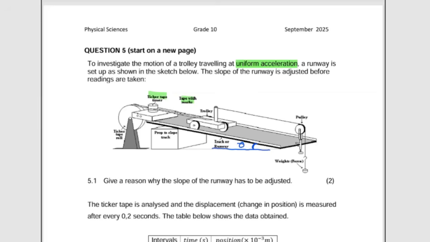So the reason why we adjust this slope to an inclined plane is to compensate for friction, right? So we're going to say, to compensate for friction. Then after that, the next question is there.